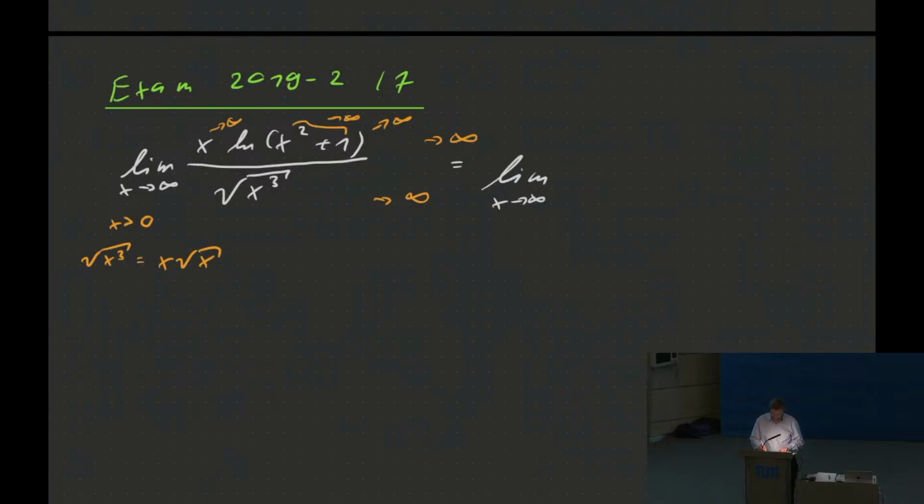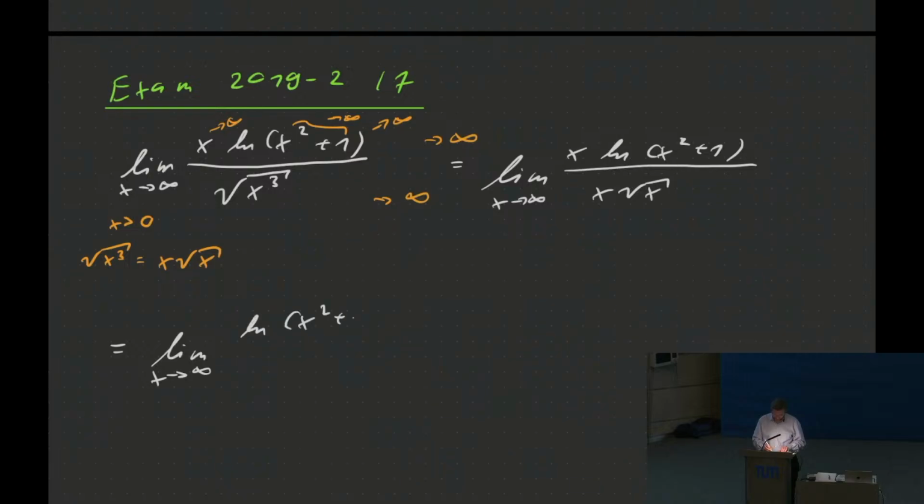Right, so that's the limit as x tends to infinity. Let me just write that down once again. Over x times square root of x. And then let's simplify that. And we have ln of x squared plus 1 over the square root of x. And of course, still, this tends to infinity. This tends to infinity. So we still have an infinity over infinity situation. And we can now apply L'Hopital's rule. All right, so let's do that.